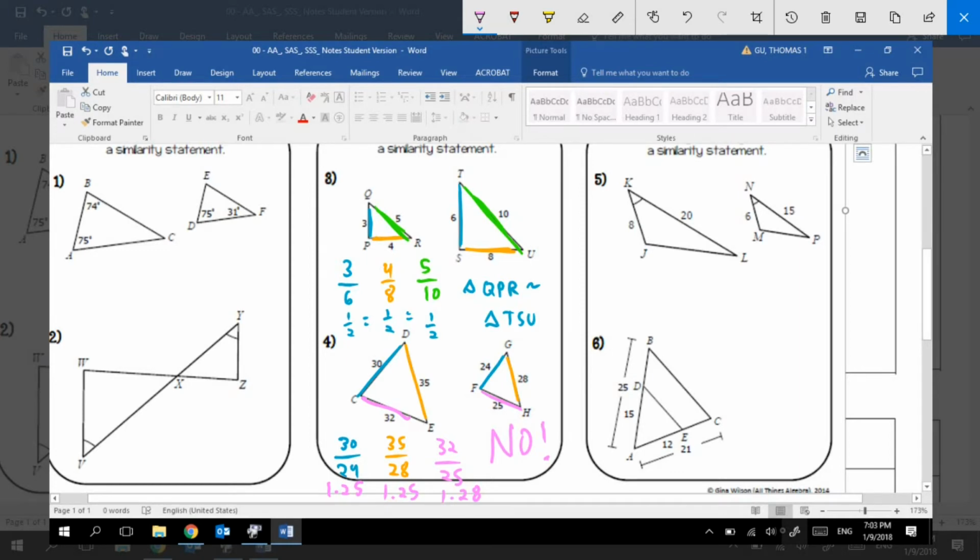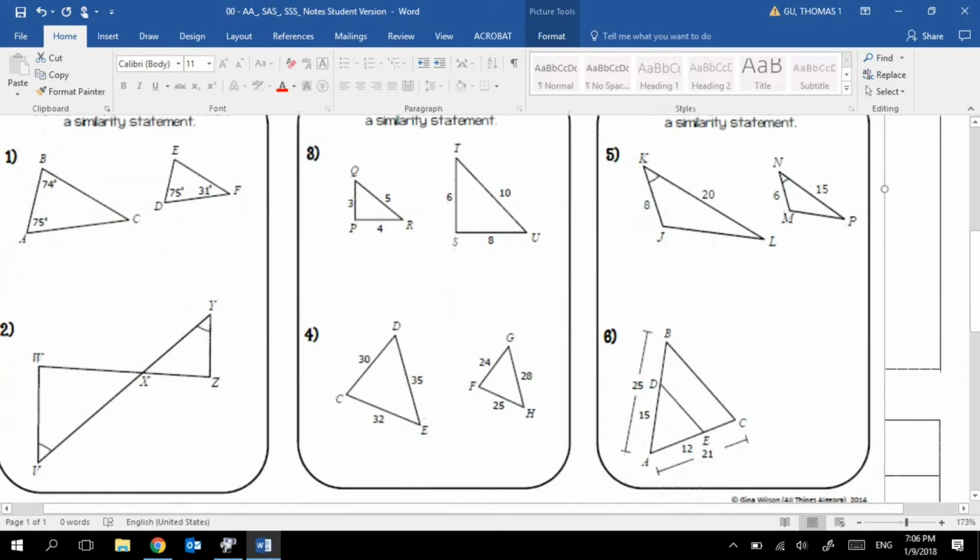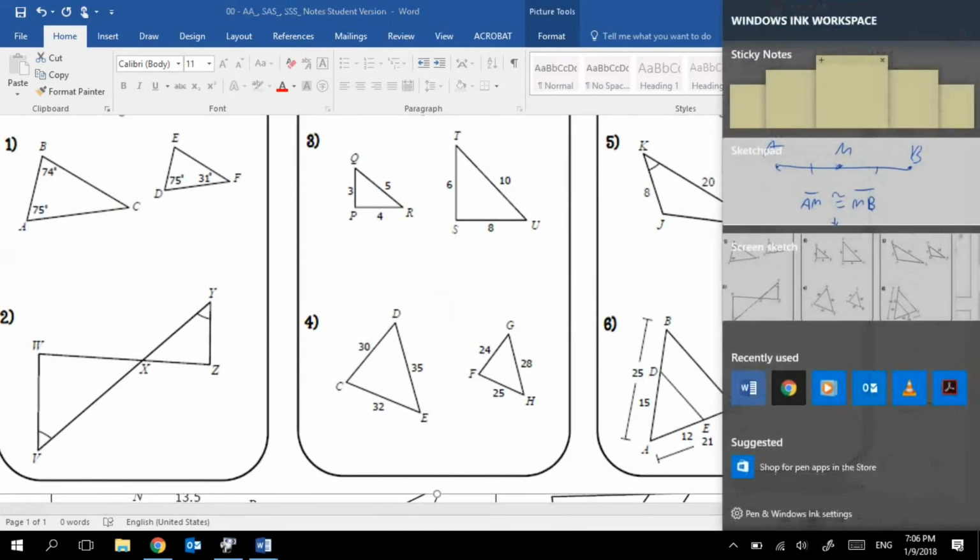All right, and now onto the last one, side angle side. So in this situation, if we can prove that two corresponding sides are proportional, and then the included angle is congruent, then the triangles are similar. So we need two sides with the exact same ratio, and then the angle in between those two sides needs to be the exact same. So let's look at how that works in examples 5 and 6.